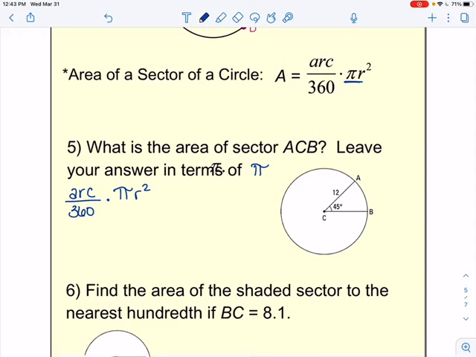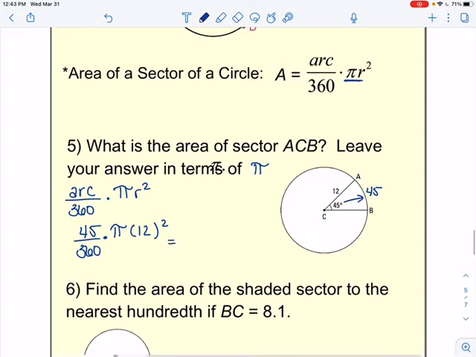So the arc, again, if the angle is 45, that's a central angle. That means that your arc is also 45. So you're going to have 45 divided by 360 times pi, and your radius here is 12. So you're going to have times 12 squared there. On the top, I'm going to do 12 squared times 45. Again, we want pi in our answer.